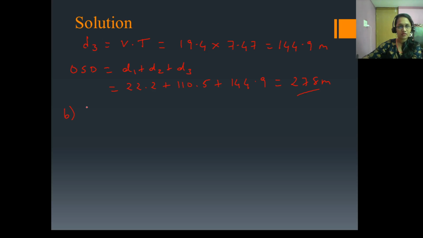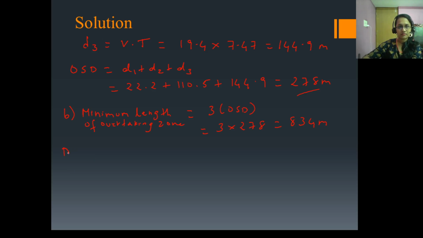The minimum length of the overtaking zone will be 3 times your OSD. So 3 times D1 plus D2 plus D3 for two-way traffic. That is 3 times 278, which is 834 meters. Then the desirable length of the overtaking zone will be 5 times the OSD.